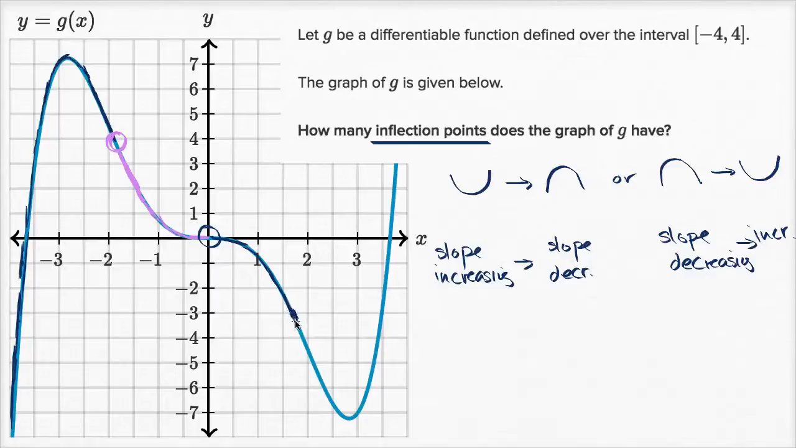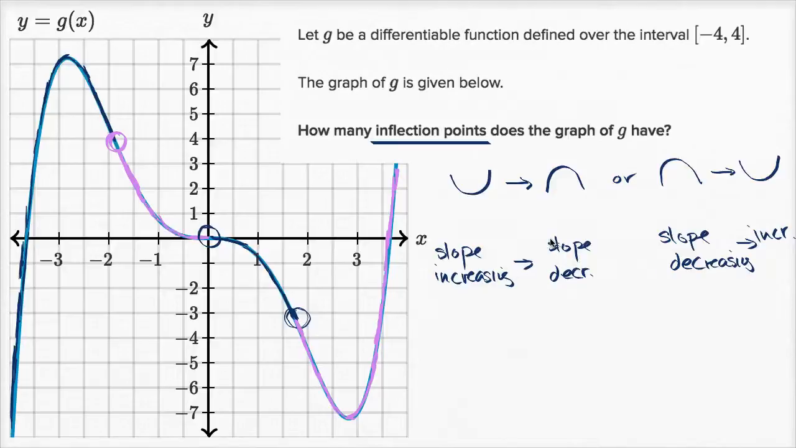We had a transition point. And then right around here, it looks like the slope starts increasing again. It's negative, but it's becoming less and less negative, and then it becomes 0, and then it becomes positive, and then more and more positive. So inflection points are where we go from slope increasing to slope decreasing.